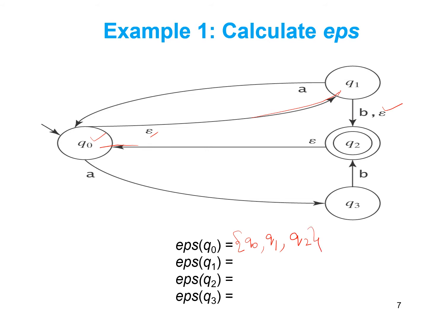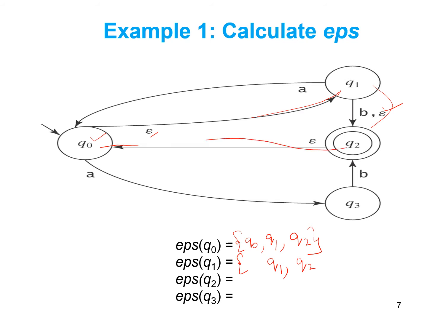So the final result, that is EPS of Q0, is Q0, Q1, Q2. Next, similarly, check for EPS of Q1. So according to the algorithm, Q1 is by default in the result. Then from Q1 epsilon transition, it is going to state Q2. So Q2 is included in the result.